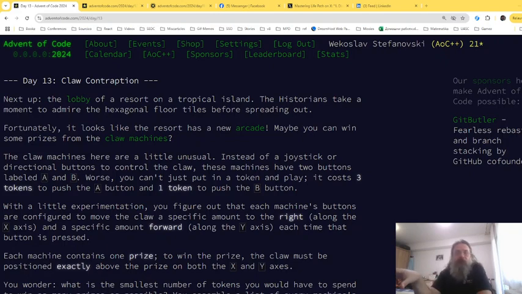When I started reading this task, the first thing I said was, the hexagonal floor tiles, oh no, we're gonna have to do something with hexagonal mathematics and index management and whatnot, so we're gonna have a hexagonal matrix. Fortunately, that's not the case. We have a claw machine that we need to win.